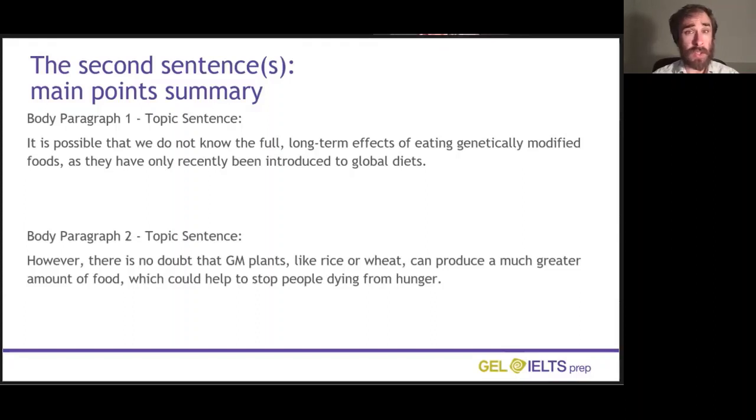So looking at these 2 topic sentences and remembering that they're going to present different sides of an argument, what do we think is the question or the topic of this essay? Look at the next question below this video.